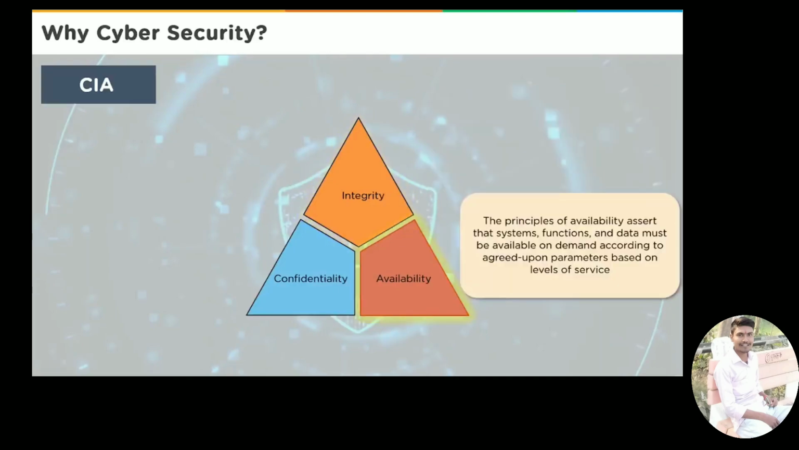The availability part ensures that this data is made available to all authorized users when and where they want it, right? The principles of availability assert that systems, functions, and data must be available on demand according to agreed upon parameters based on levels of service. Now, this is where your service level agreements would come in. For example, when we log on to Gmail, we always assume that Gmail is going to work and is going to be available online. At no point in time, or very few times, has it ever occurred that you have gone onto the internet, typed in gmail.com, and the website is not available. In fact, if the website doesn't open, we figure out the internet is not working, right? But Gmail as a service is always made available.